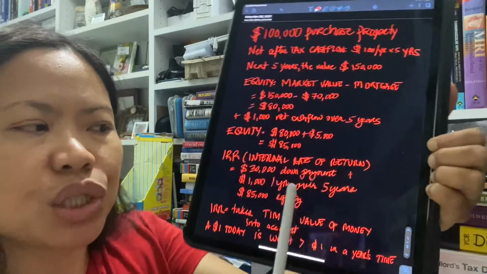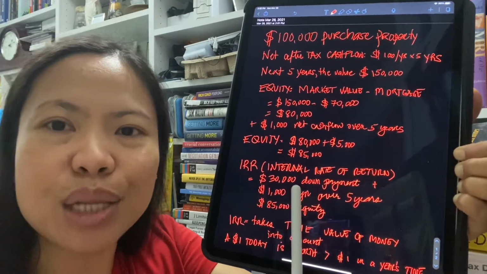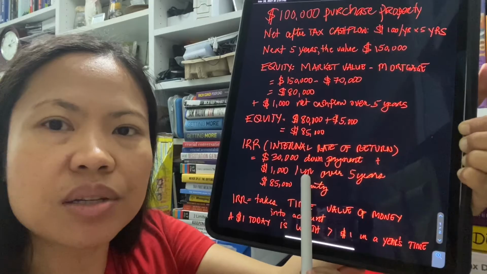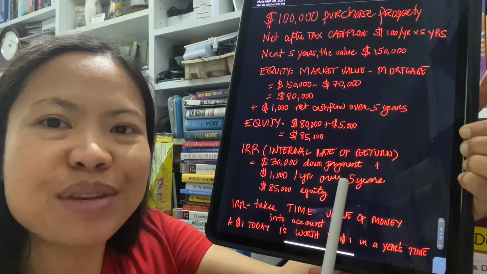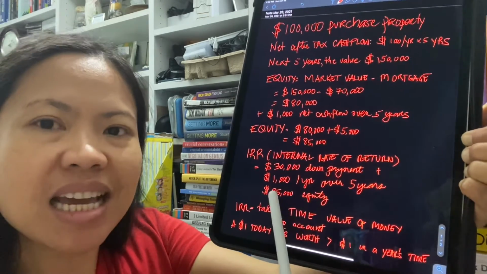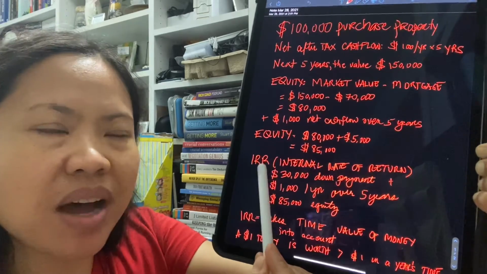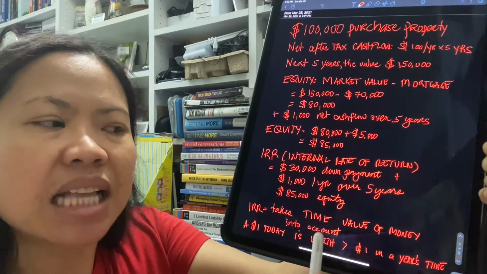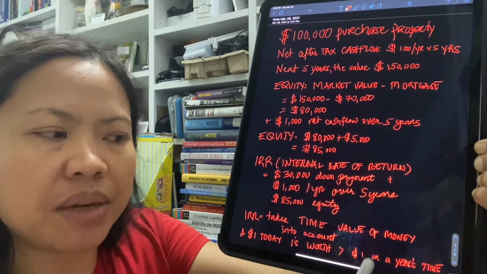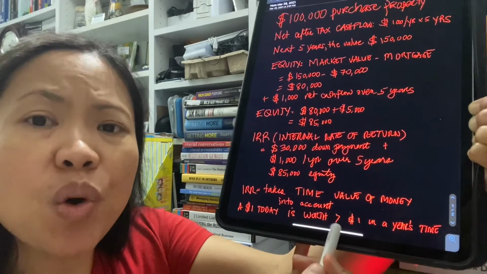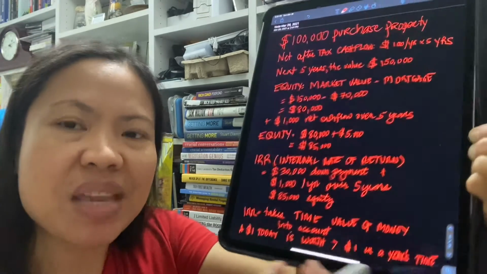Now, internal rate of return looks at the $30,000 down payment that we made when we purchased the property, and the $1,000 per year of net after-tax cash flow. So therefore, our equity is $85,000. And that's why internal rate of return is important, because it takes into account the time value of your money. Now, $1 today is worth more than $1 in a year's time. And that's where internal rate of return is very important.